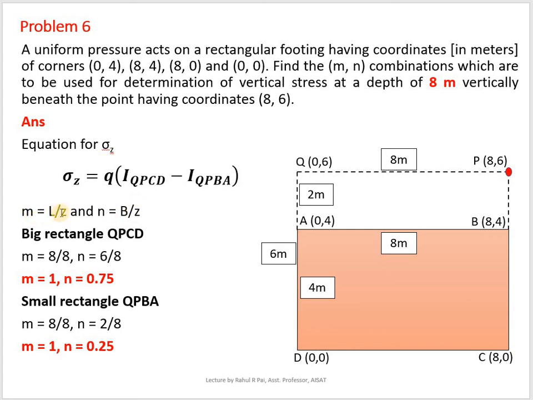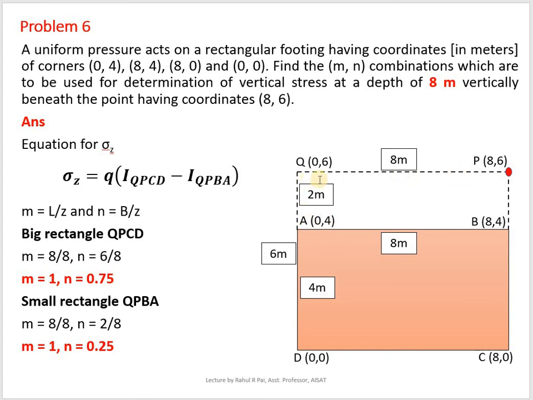We know that M equal to L by Z and N equal to B by Z. So for a big rectangle, that is QPCD, you find M is equal to 8 by 8. 8 is the depth, 8 is the length, so 8 by 8. And N is equal to, here the width is 6 meters, so 6 by 8. So you get the M and N. M equal to 1, N equal to 0.75. So you got one combination.